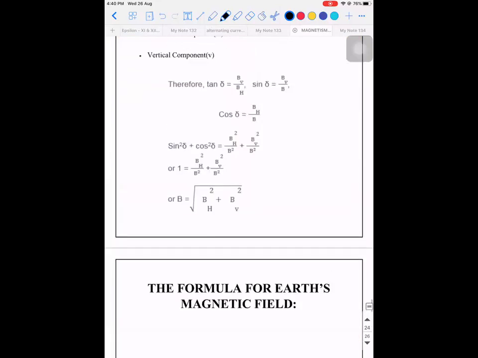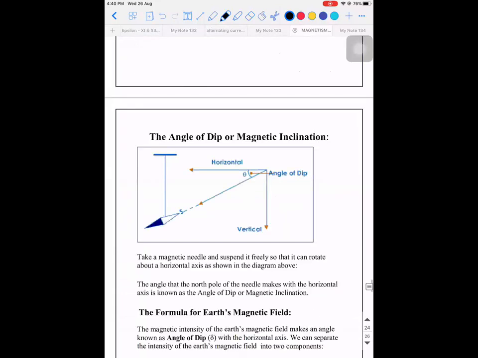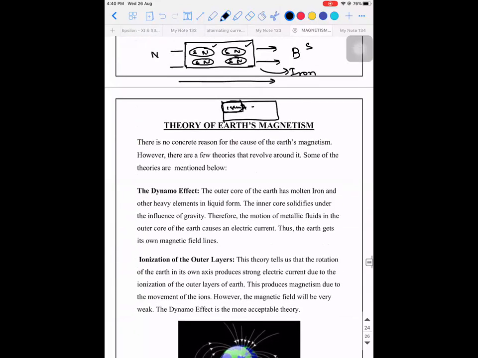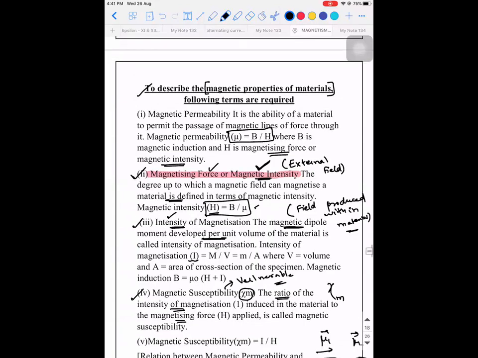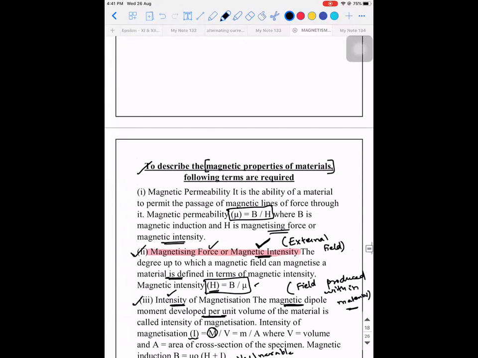Sir, in intensity of magnetization, the formula is given I is equal to magnetic dipole moment by volume, no sir? How is it then simplified to pole strength by area? See, the magnetic dipole moment is M into 2L, divided by volume, which is area of cross section into its length. So 2L and 2L will get cancelled, leaving M divided by area. Okay, sir. Thank you.